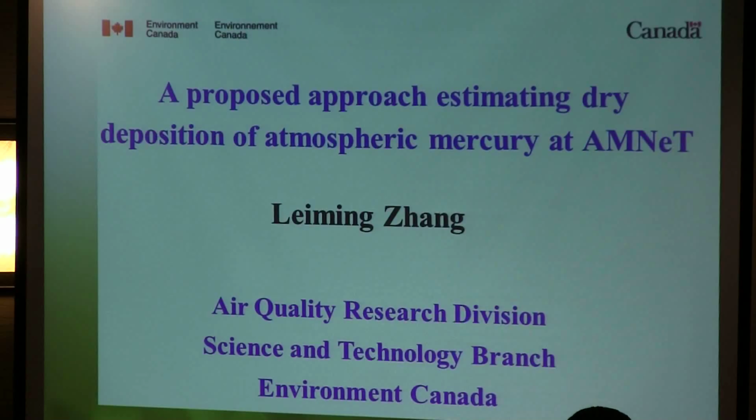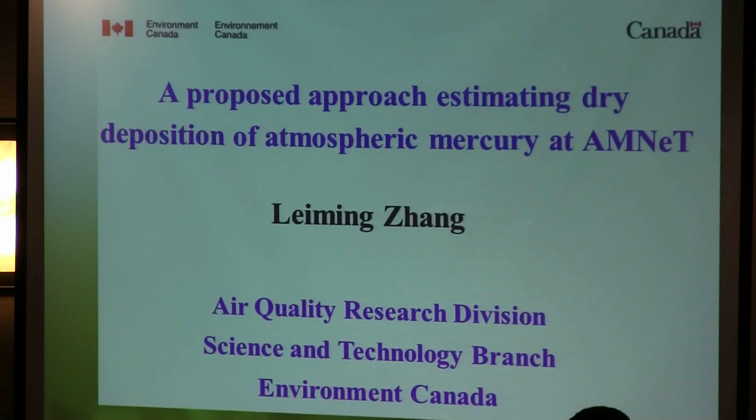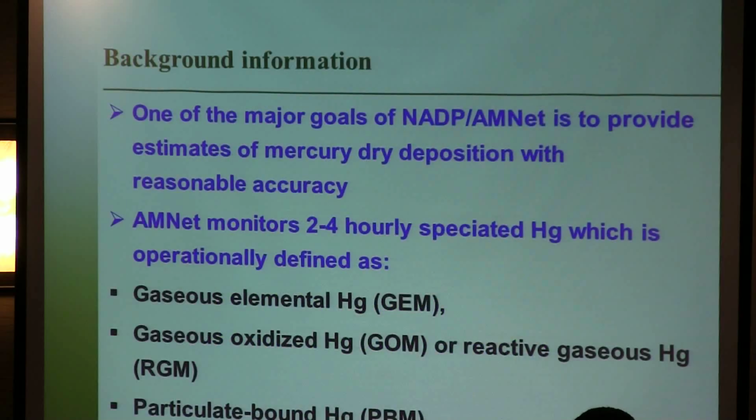So that's why I put the title as a proposed approach, estimating speciated mercury adaptation for Eminate. I mentioned this yesterday. One of the major goals of Eminate is to provide dry adaptation estimation with reasonable accuracy, of course. We can only do what we can.